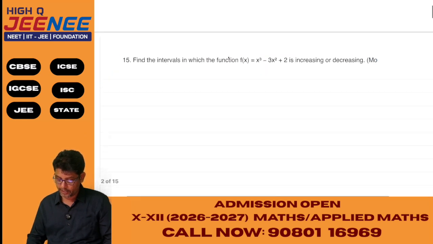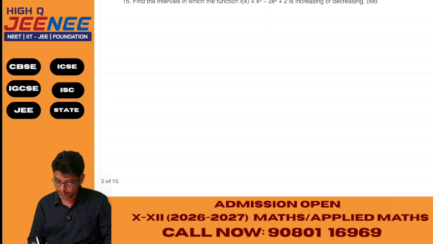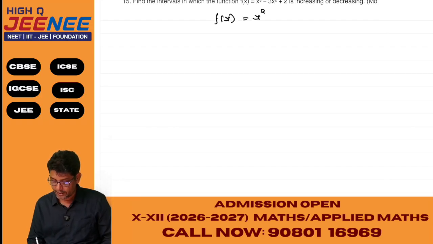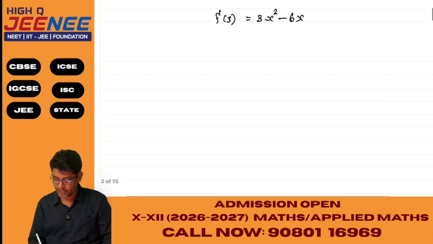Now what are we going to get, tell me. So f of x is equal to what? First identify f of x, which is already given: x cube minus 3x square plus 2. Then f dash of x. What is f dash of x? 3x square minus 6x. So we need to find out the critical point.